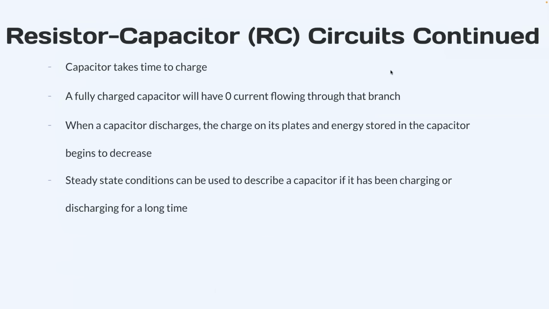So capacitors take time to charge, as shown by the time constant. And a fully charged capacitor will have zero current flowing through that branch, because it just can't accept any more charge. So usually a capacitor will discharge after. When a capacitor discharges, the charge on its plates and energy stored will decrease. And we can use steady state conditions to describe a capacitor if it has been charging or discharging for a long time.